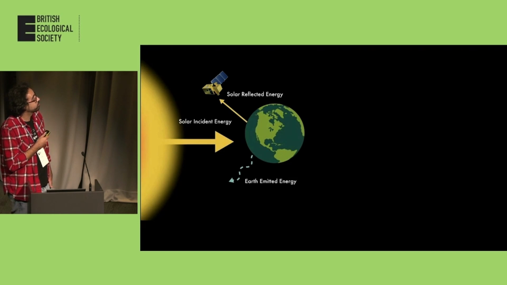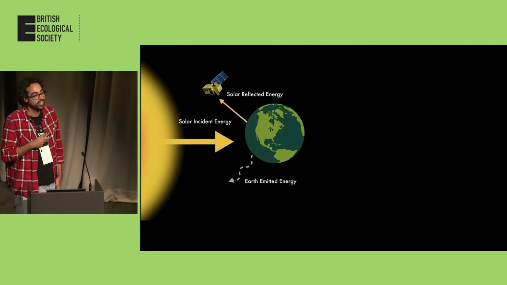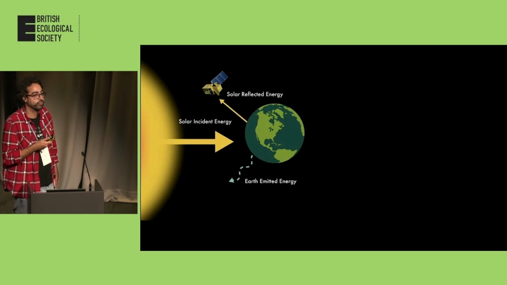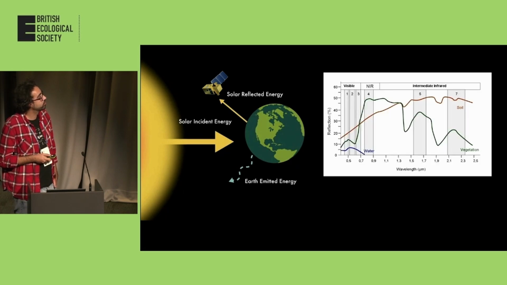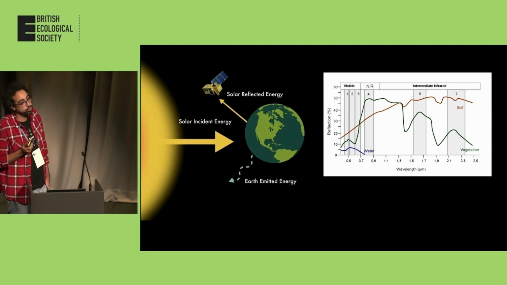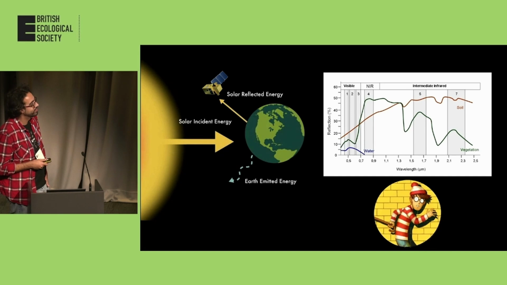How does it work? Really easy. We have the sunlight. It hits the Earth's surface. Some is absorbed, some is reflected. The part that is reflected is measured by the satellites, and we can understand what is under the surface depending on the reflected energy. So if we understand what we are looking for, we can find it.